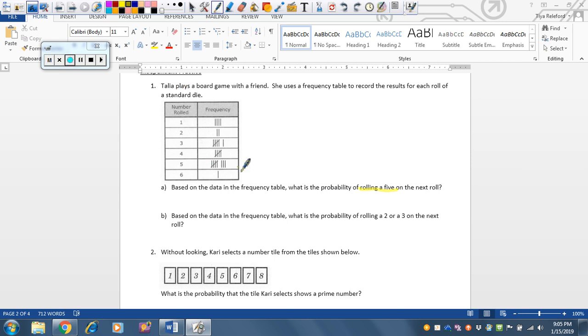So we want a 5. How many times did we roll a 5? 8 out of how many total? Yeah, you're going to have to add all these up. Oops, that's 6. This is 5. 8 and 1. That total is going to go here.